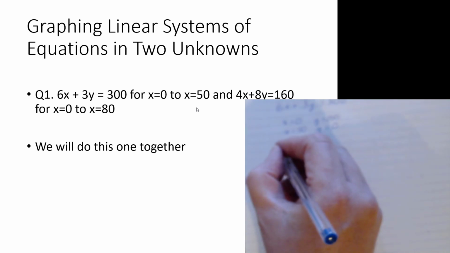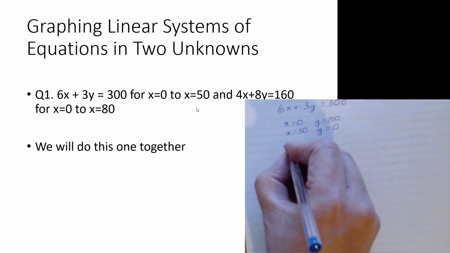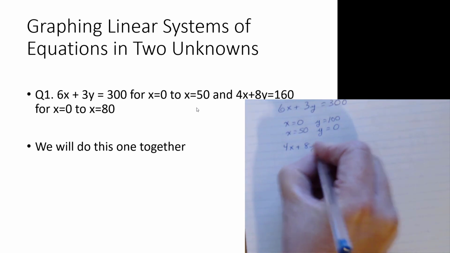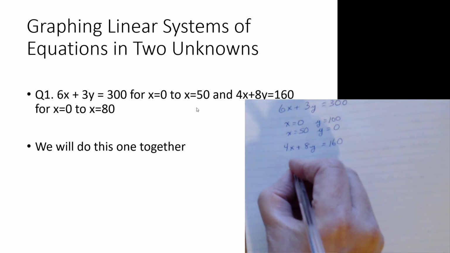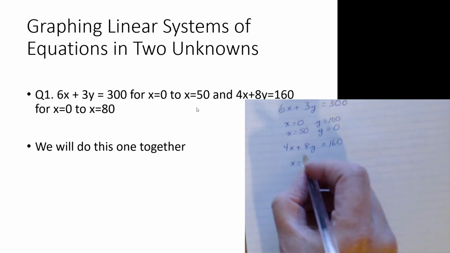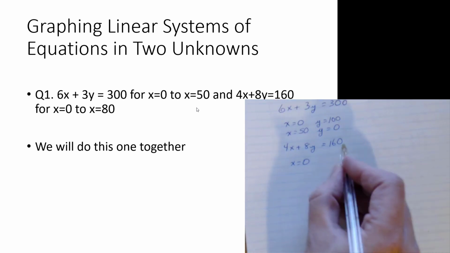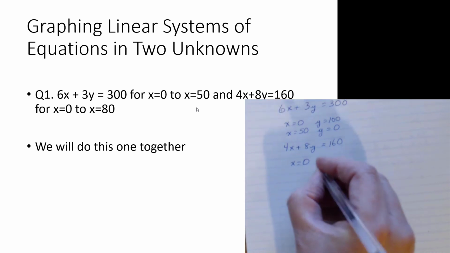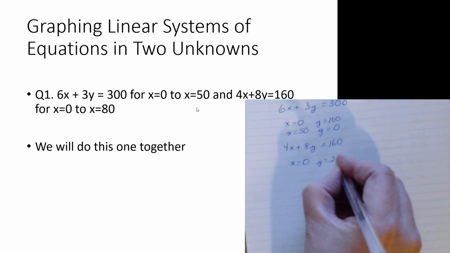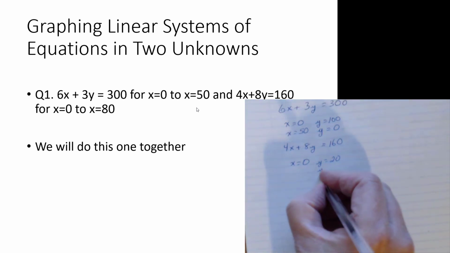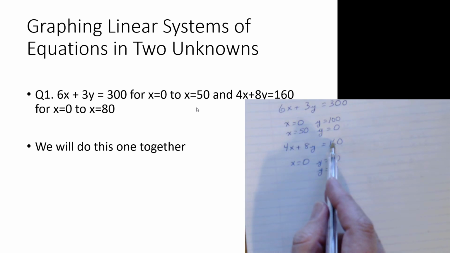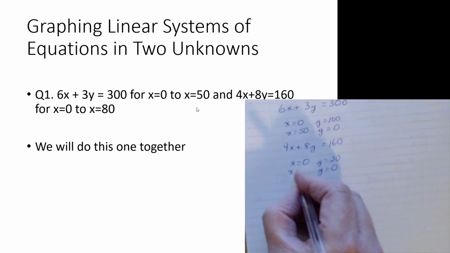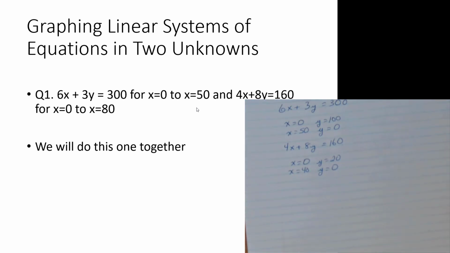Okay? And I do that with the next equation. 4x plus 8y equals 160. And where x is equal to 0, then I have 8y equals 160, so y must equal 20. And if y is equal to 0, then I have 4x equals 160, and x equals 40. So now I could draw my lines.